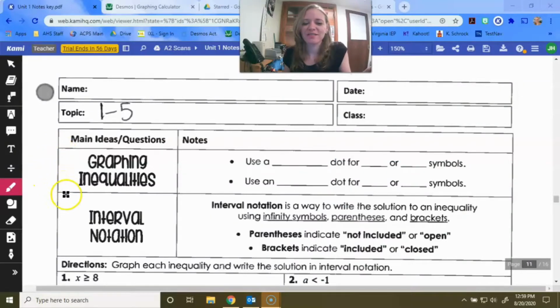Alright, so we are in the last section of Unit 1. Who's ready to be done with Unit 1? Actually, Unit 1 is kind of nice. I like it. Nice and easy. Hopefully you like it too.